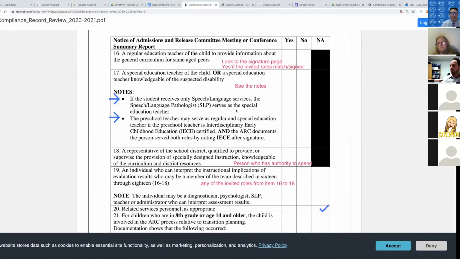The preschool teacher may serve as regular and special ed teacher if the preschool teacher is IECE, or interdisciplinary early childhood education, certified. So this is the case where the preschool teacher may serve both roles. They have to be IECE certified and sign the document as such to indicate that they are IECE certified. So just look at your signature page and see that you've got a properly constituted ARC. Compare that signature page back to the invited roles on the ARC notice of meeting.